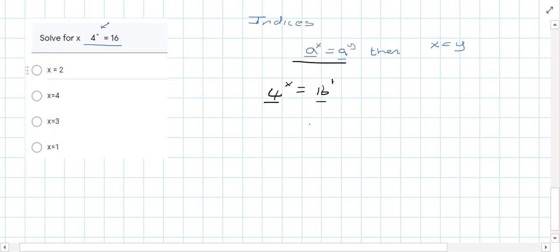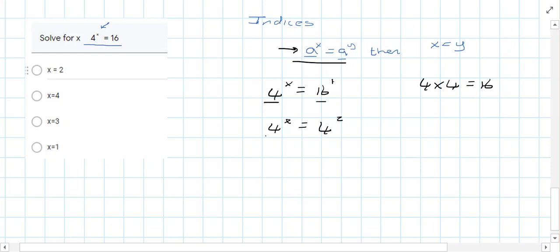So we can rewrite this. We can say 4 to the power of x is equal to 16. If we were to put it to a power, it's 4 to the power of 2. So remember, 4 multiplied by 4 is equal to 16. So what we've done is we've changed this to a base, which is 4. Now we can see that we have it in this format here.